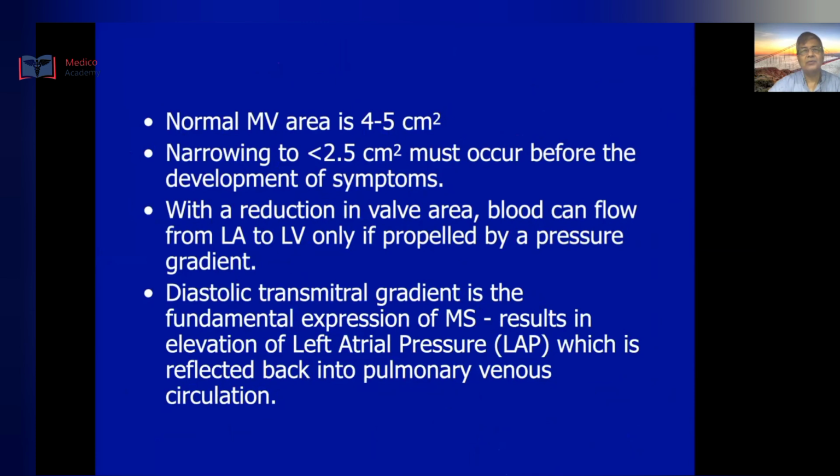The normal mitral valve area is 4 to 5 centimeters square. It is said that when it narrows down to less than 2.5 centimeters square, patients develop symptoms. With the reduction in the valve area, blood can flow from the LA to the LV only under pressure, and that's why a pressure gradient develops between the LA and the LV. The diastolic transmitral gradient is the fundamental expression of mitral stenosis, and it results in elevation of the left atrial pressure, which is finally reflected backwards initially into the pulmonary venous circulation.